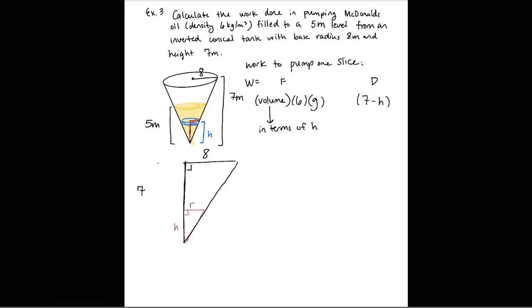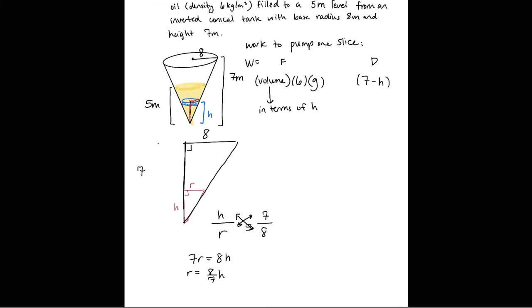So 7 over 8 is equal to h over r, lining up the similar sides. 7 is on the same side as h, 8 is on the same side as r. Now I have a proportion that I can solve for r. So 7r equals 8h, r equals 8 over 7 h. Okay, so now I can go ahead and fill in my volume.